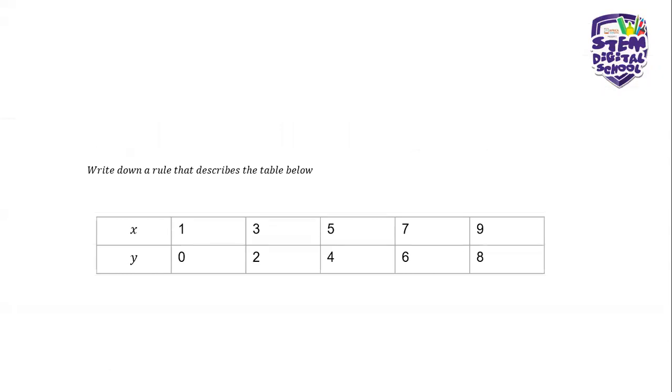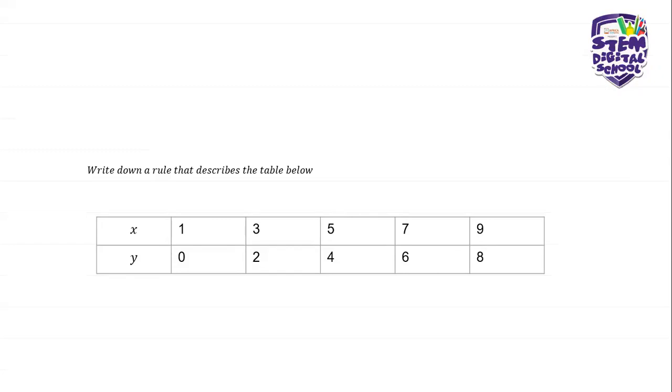In this case, I've not given you the rule, and all that I need you to do is to describe the rule. Write down a rule that describes the table below, and thereafter, I want you to use the rule to show that it is correct. So your rule needs to be correct for all the values of x and y. So I want you to test it.